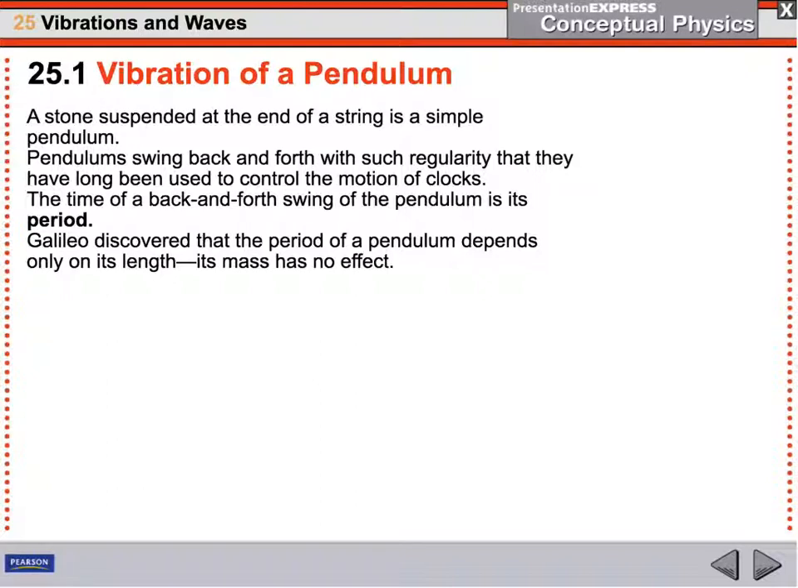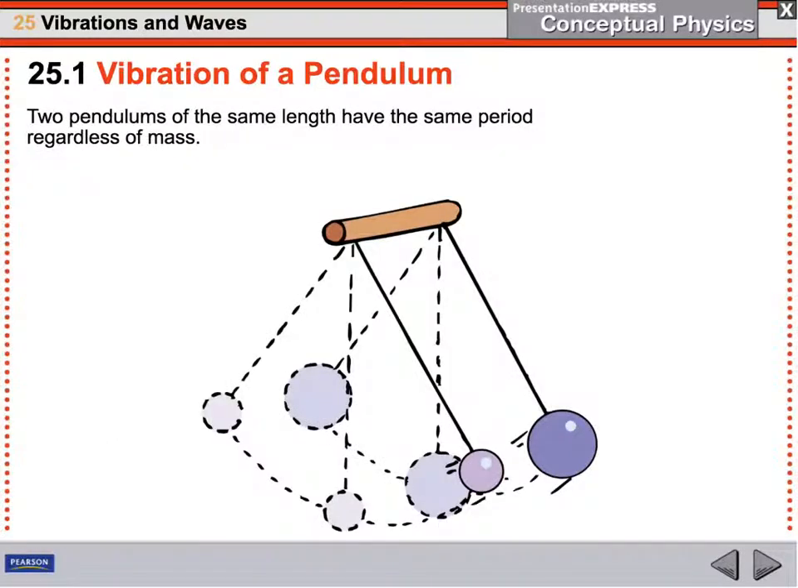Galileo discovered that the period of a pendulum depends only on its length and its mass has no effect. Two pendulums of the same length have the same period regardless of mass. So what we have here is two masses on the end of a string, but they swing at the same period because the lengths are the same.